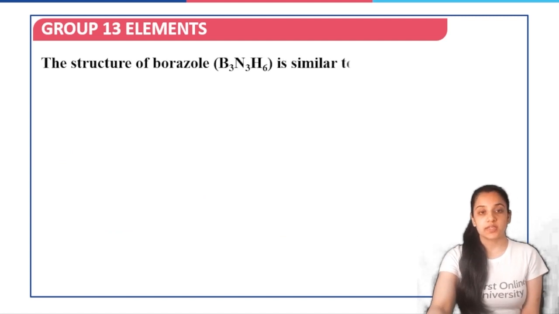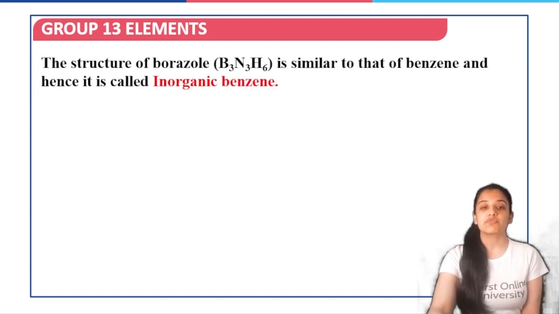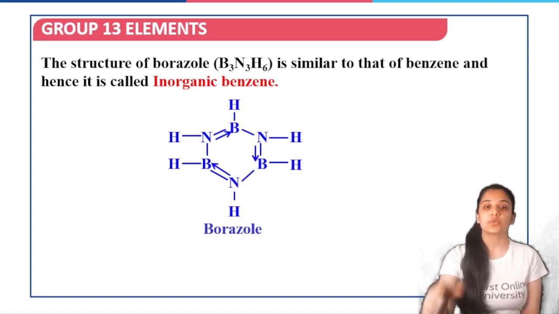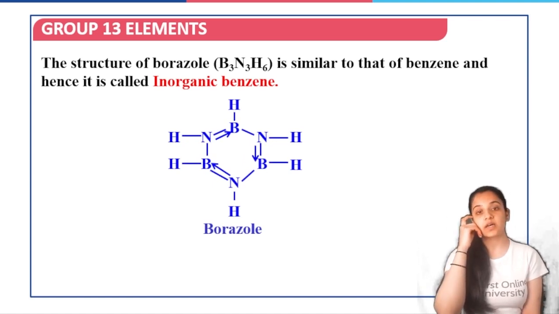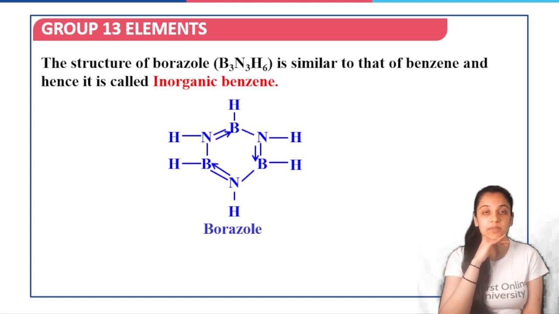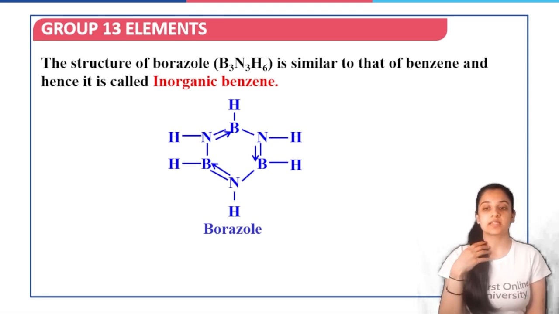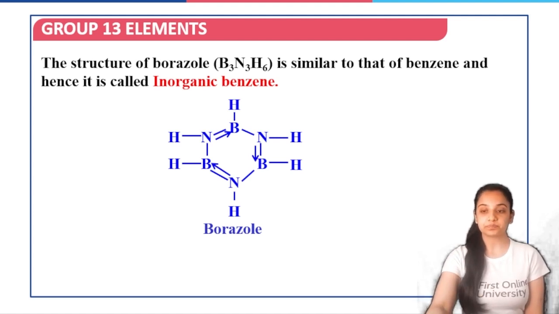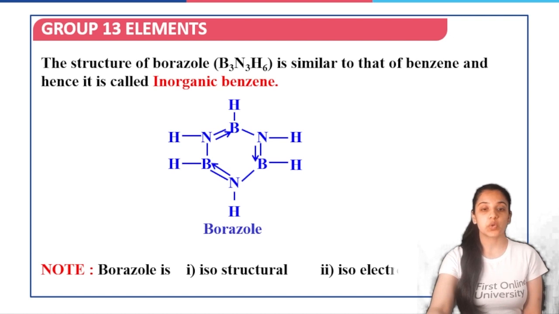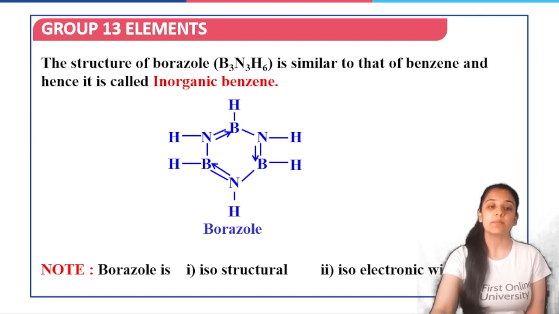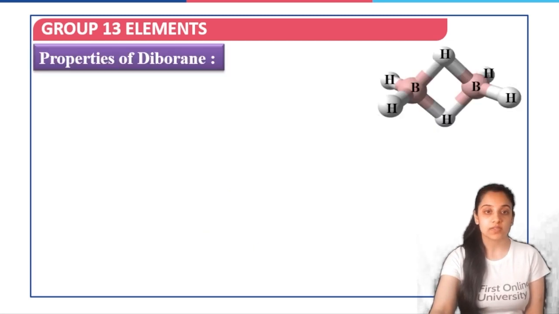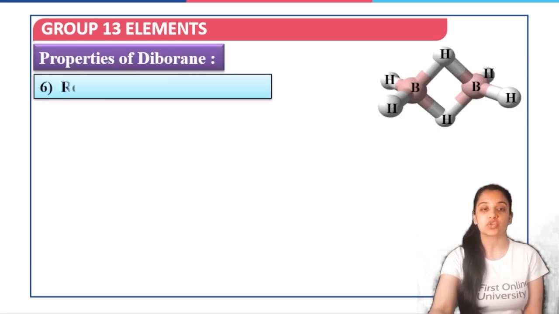The structure of borazole is very similar to that of benzene, and it is known as inorganic benzene. So you can look at the structure of it. Each of the boron and nitrogen atoms has one hydrogen atom, and there are going to be conjugated double bonds, just as we know is the case with benzene. That is why we call it inorganic benzene. So note that borazole is isostructural as well as isoelectronic with benzene. This is a very important point that can be directly asked, both isostructural as well as isoelectronic.